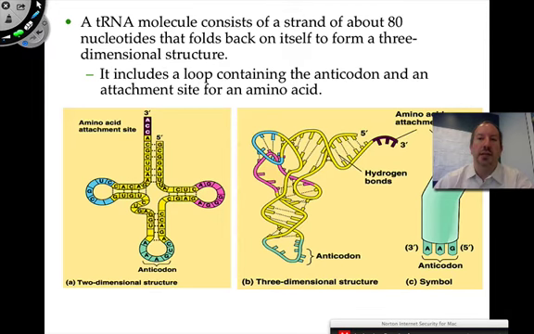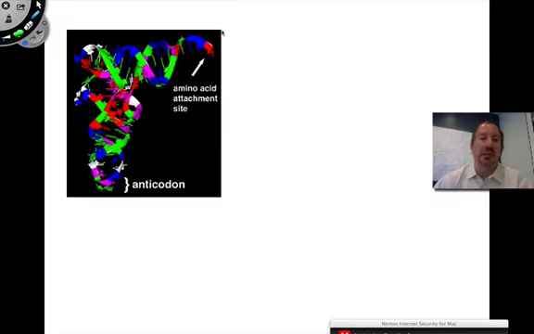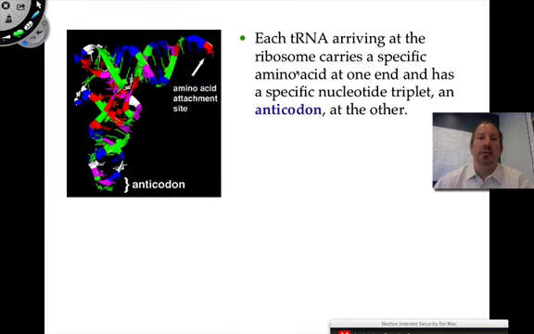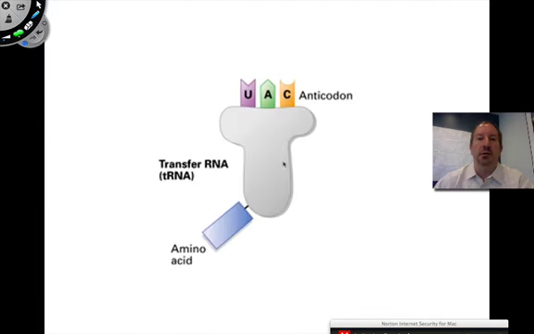Up here it sort of looks like a candle. So at the wick is where the amino acids attach. So the amino acid goes up here, the anticodon goes down here. And so each arriving transfer RNA at the ribosome is going to be carrying an amino acid. And it's the anticodon that's going to allow it to temporarily attach to the messenger RNA. So the anticodon is complementary to the codon. And here is a sort of a cartoon of the amino acid.